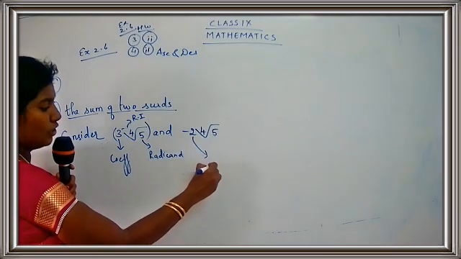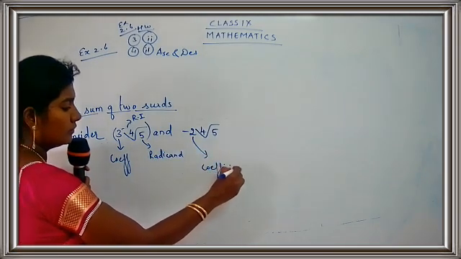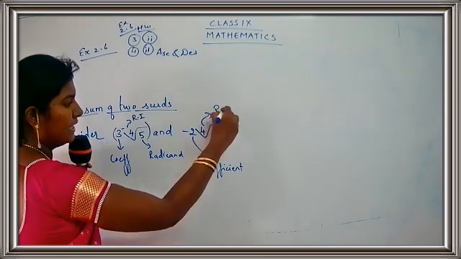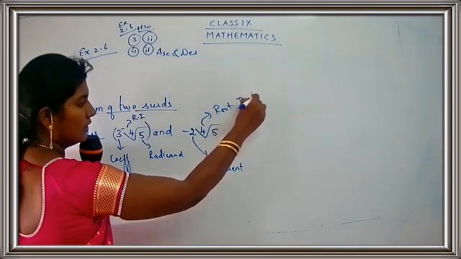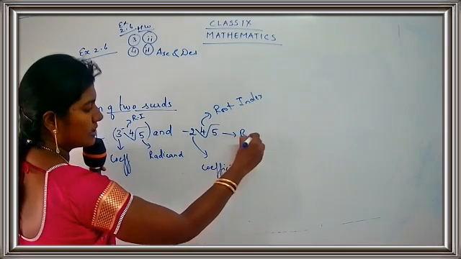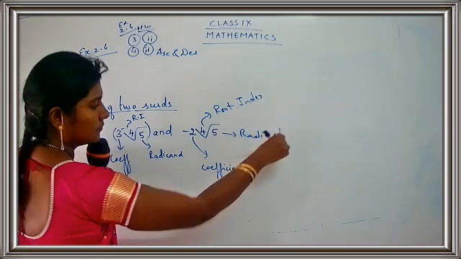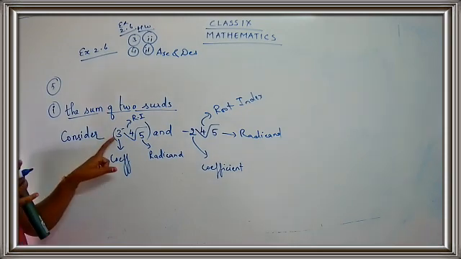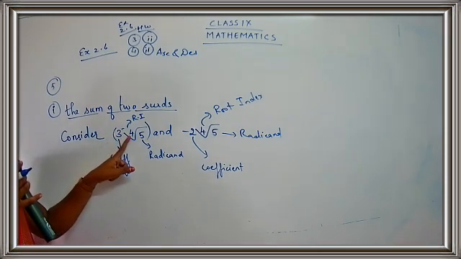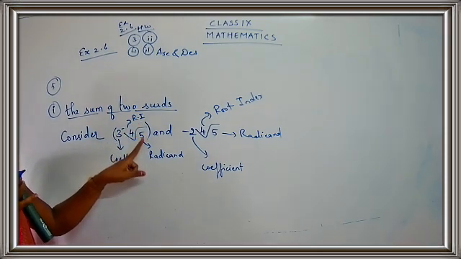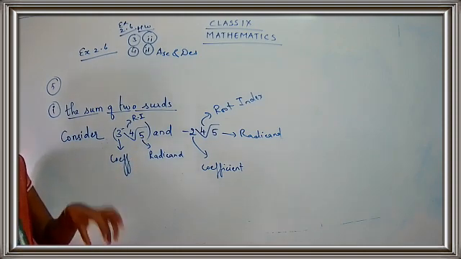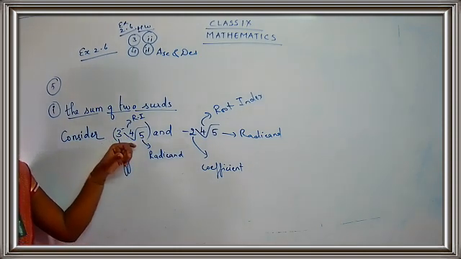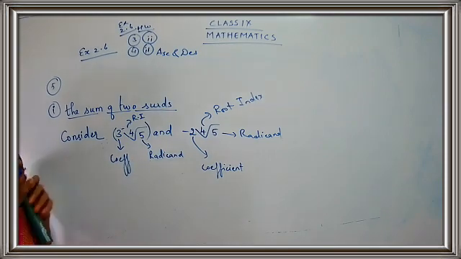Minus 2 is the coefficient, 4 is the root index and 5 is the radicand. Okay children, so you should know the different terms used. So 3 is the coefficient, 4 is the root index and 5 is the radicand. So just try to choose the surds with the same root index and the same radicand, so that our calculation will go on easier.